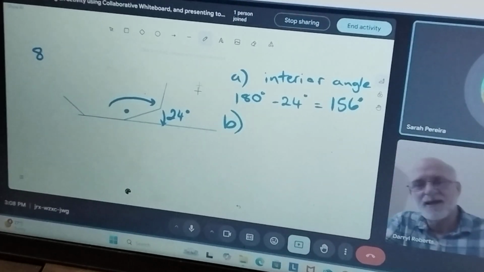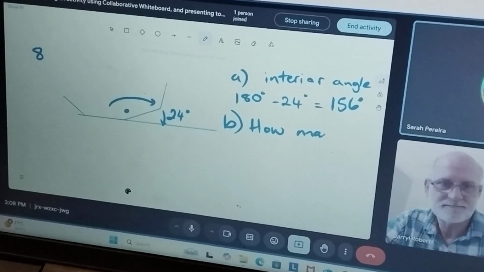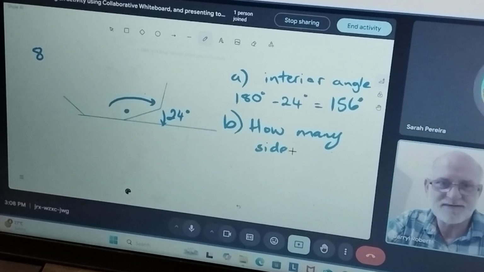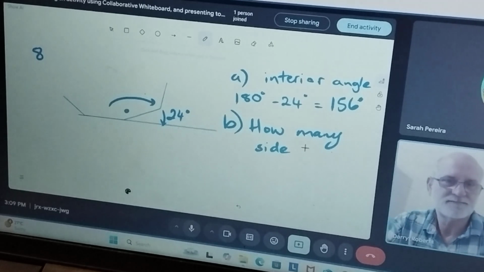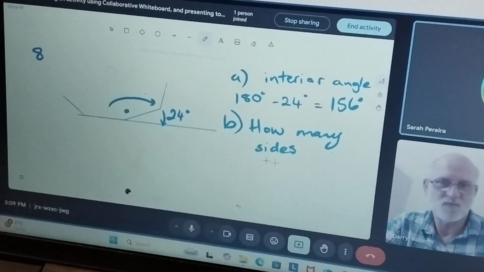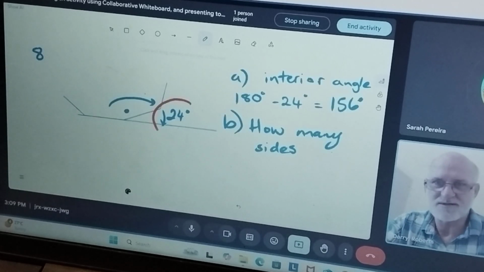It doesn't matter. How many sides does this have? If I looked at the whole shape, how many sides? If I could see the whole shape, how many sides would the shape have? What shape is this again? That's what we've got to work out based on what they've given us. And the only thing they've given us is this 24 degrees.